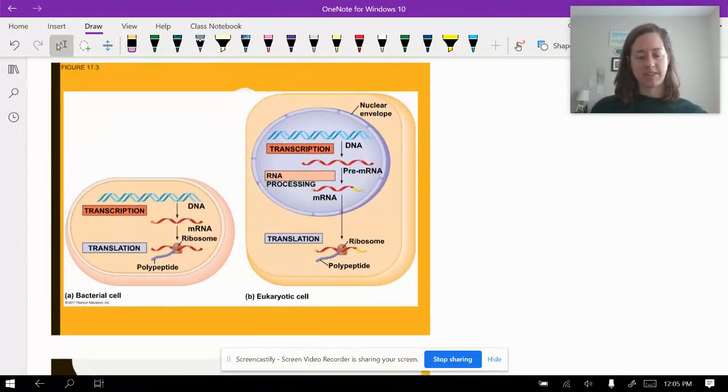Here's the comparison of that. So you have the eukaryotic cell on the right, which is what I've been talking about the whole time, with the nucleus and the DNA, pre-mRNA, which gets processed into a functional RNA, leaves the nucleus and does translation. In a bacteria, it's happening a lot faster because everything's in the same spot, and there is no processing after transcription.